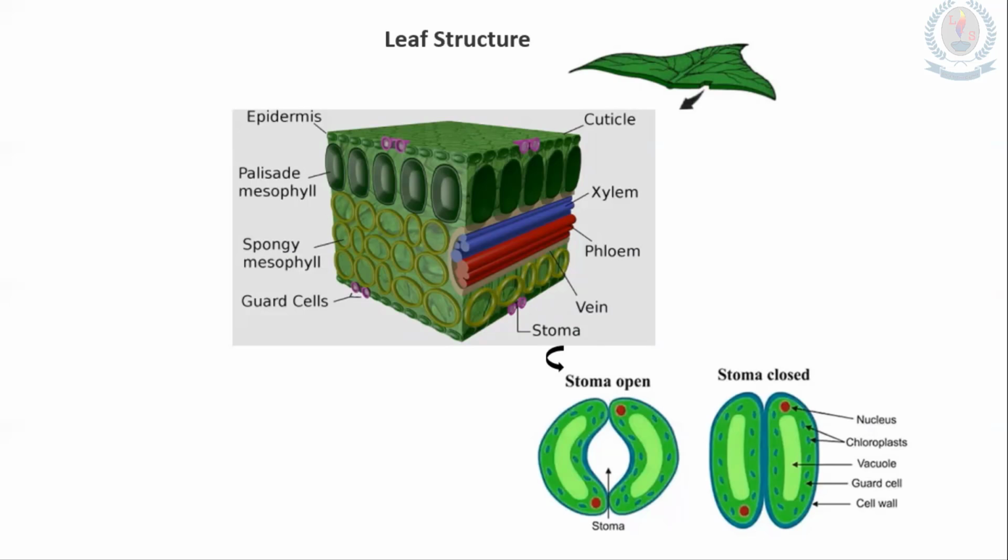Right, children? So basically these palisade mesophyll cells are tightly packed. Spongy mesophyll cells are loosely packed, and that facilitates gas exchange. And please note that the upper epidermis does not contain any chlorophyll or chloroplast, but palisade and spongy mesophyll contain chloroplasts. What is the reason for this? If there are chloroplasts present in the upper epidermis, then it will be a problem for sunlight penetration to the inner part of the leaf. That is an adaptation. That's why the upper epidermis does not contain any chloroplast.